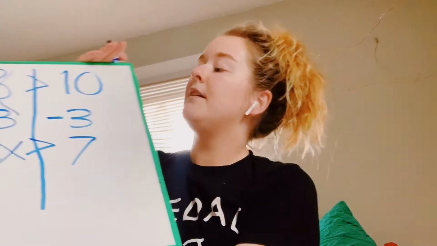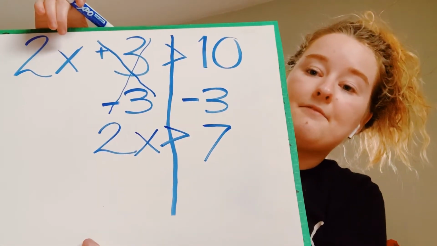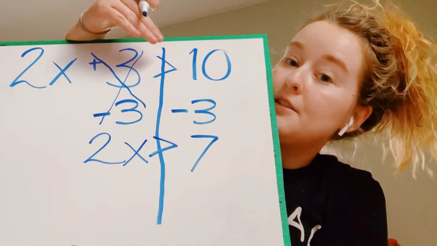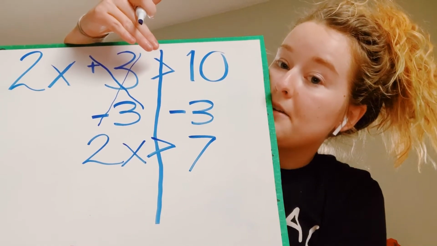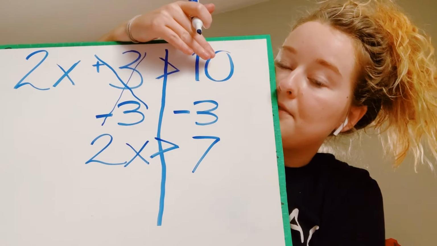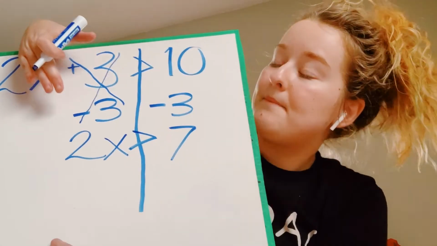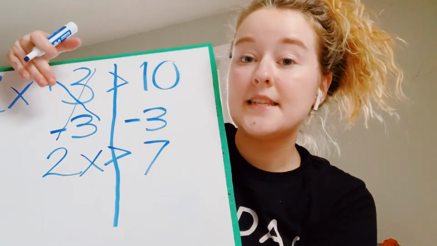Okay? I got rid of my 3's, but I still have the 2x, so I rewrote 2x. I have my inequality symbol still. Don't change it to an equal sign. Don't flip it. Just literally copy over what it is. And now over here, I have 7 because I took 3 away from 10. I still have to figure this part out, right? I still have 2x is greater than 7.